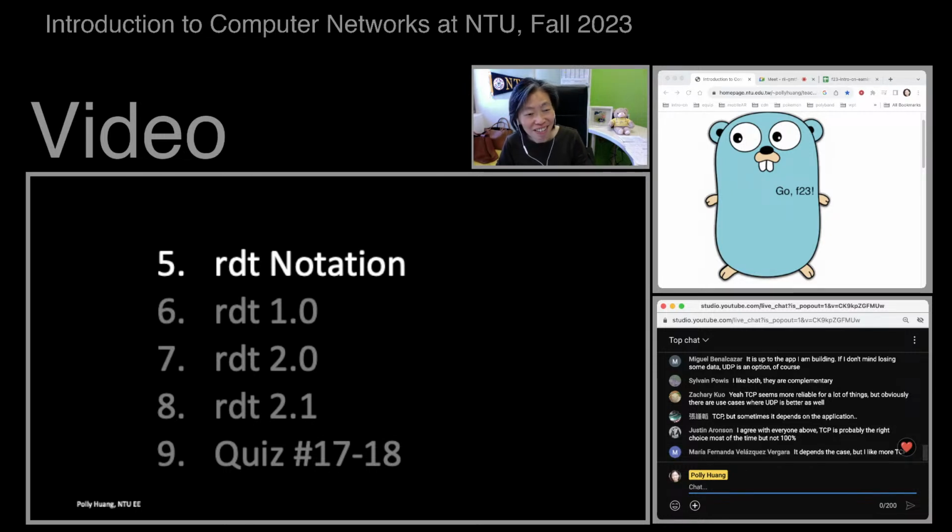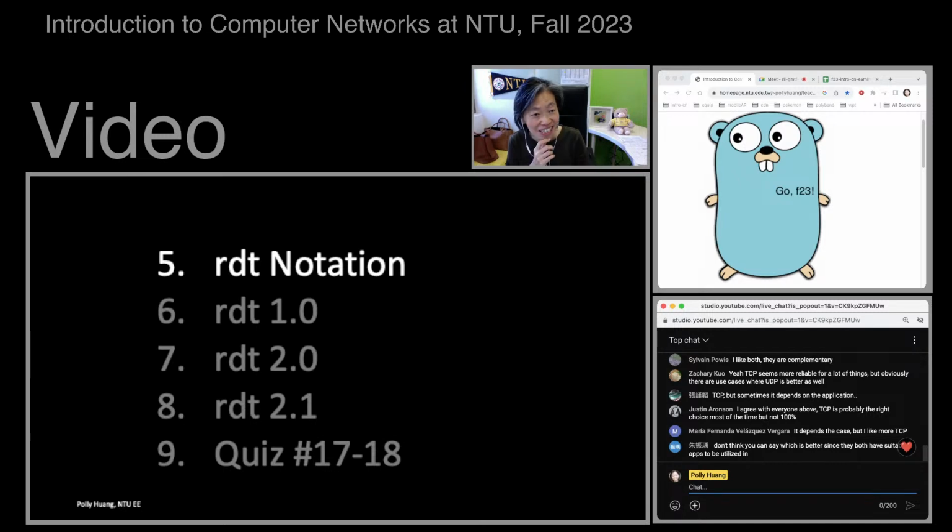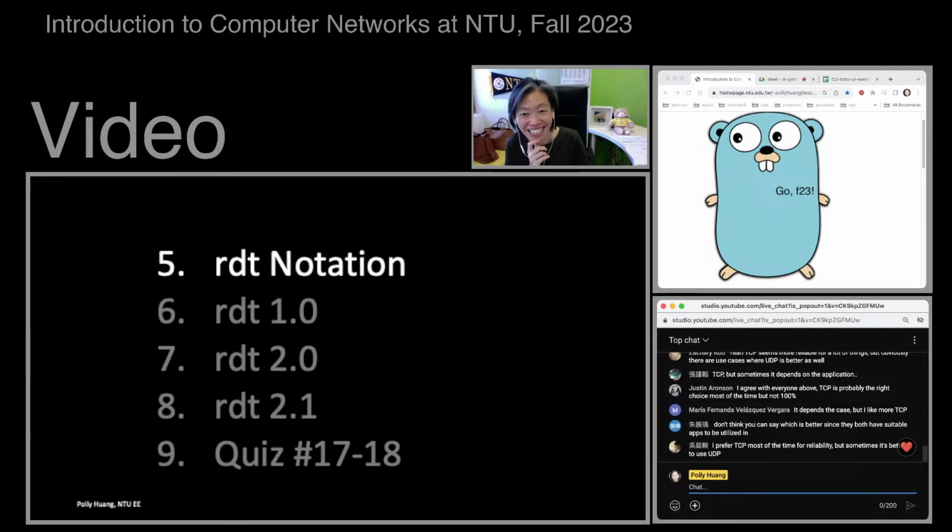All right, great. So just keep these in mind. We're going to go through TCP's whole mechanism too, and I'll come back to ask you again whether you like TCP or UDP better then. Oh, wait. Zhenyu, don't think you can say which is better. Okay. I prefer TCP. Zhenyu is cautious. Okay, Zhenyu, you are more scientist type. Kevin says, I prefer TCP most of the time, but depends.